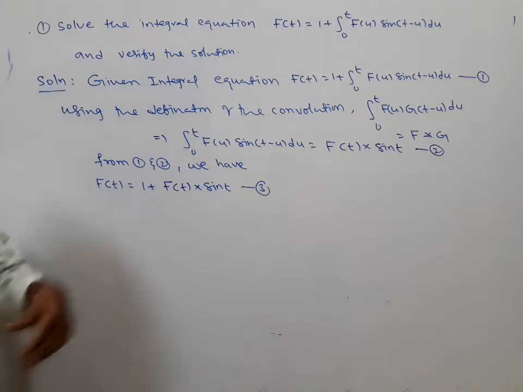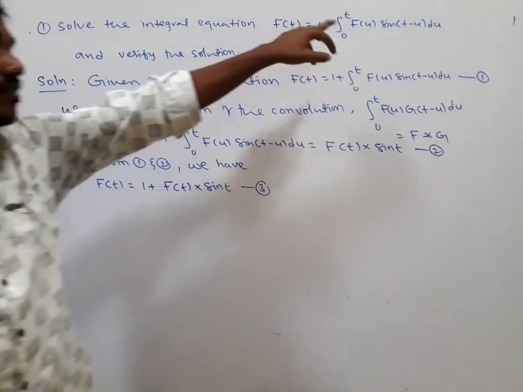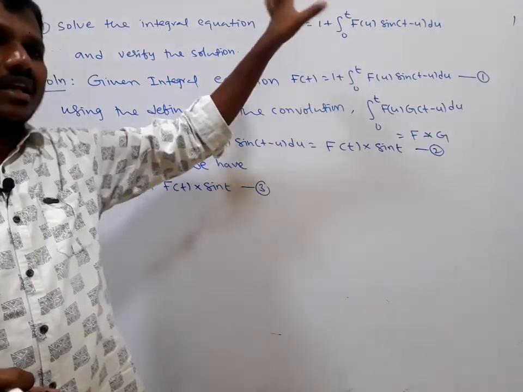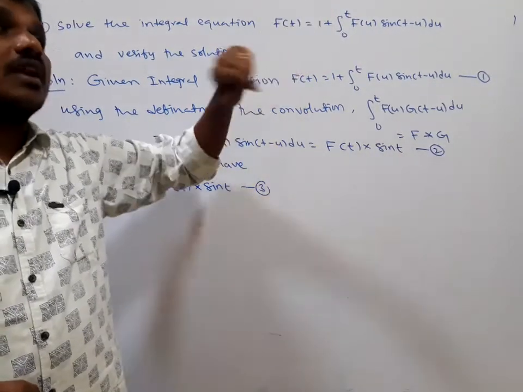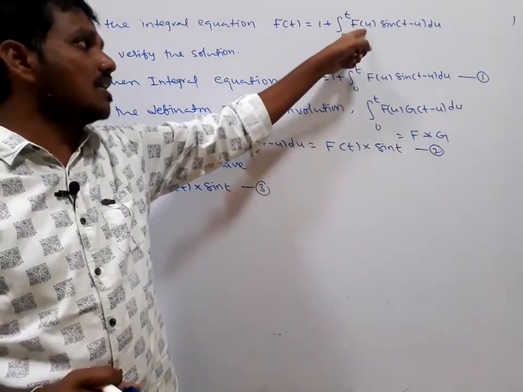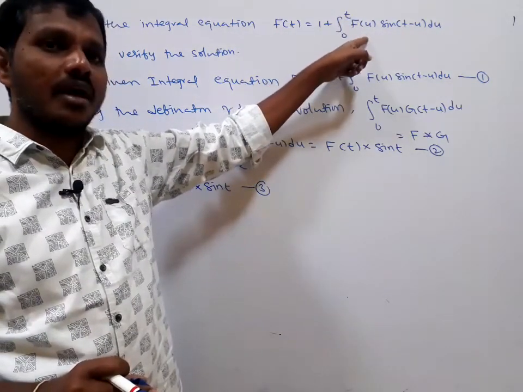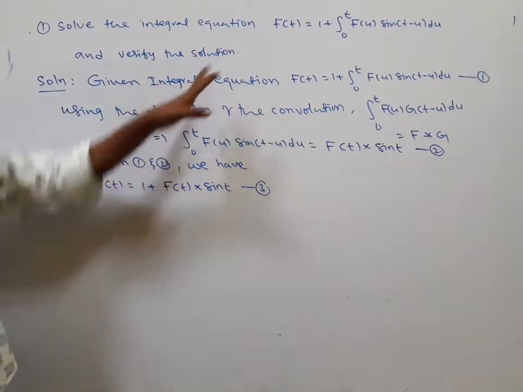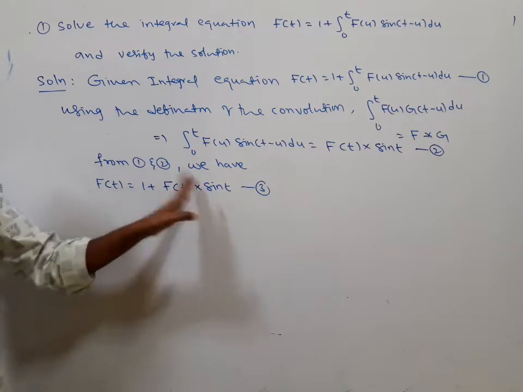What is your objective in the given integral equation? Solving the integral equation means you are going to find this f(t), the unknown function involved. Here 1 is a known function. An integral equation is an equation in which one unknown function appears. The unknown function f(t) appears here. By solving this equation we have to determine f(t). So our objective is to find f(t). We have f(t) = 1 + f(t) convolved with sin t.